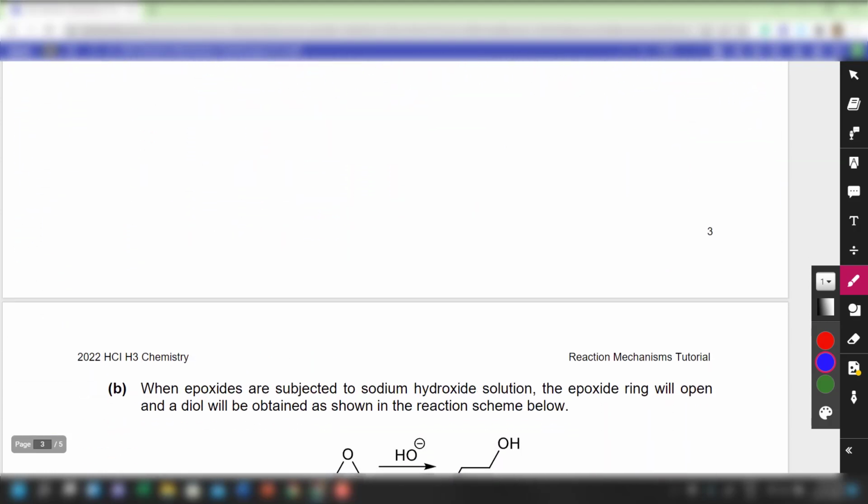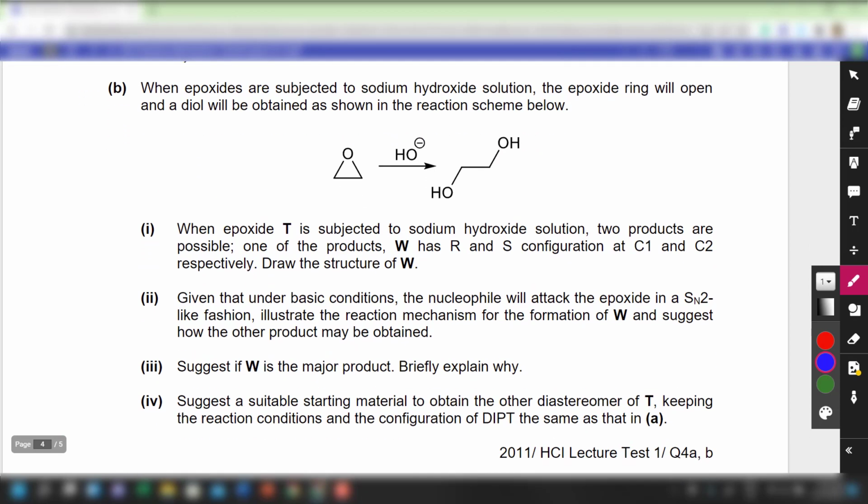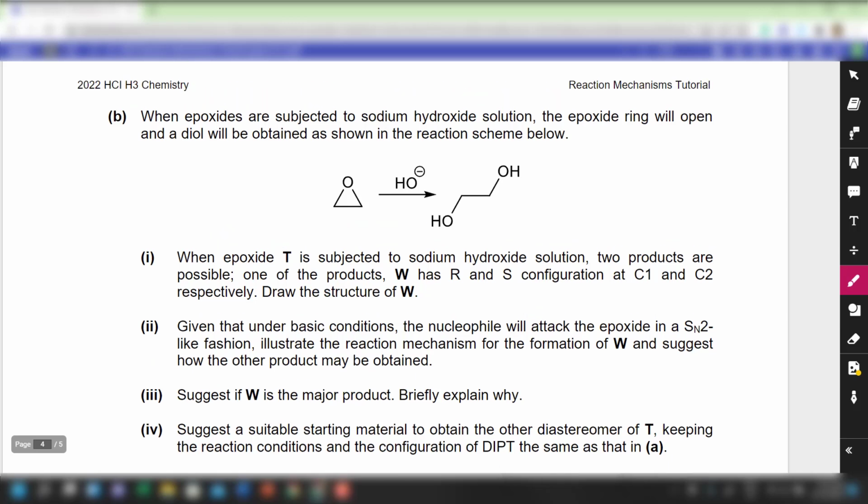Then we'll move on to part B. Okay, so now part B, we were told that when epoxides are subjected to sodium hydroxide solution, the epoxide ring will open and a diol will be obtained in the reaction scheme shown below. So when epoxide T is subjected to sodium hydroxide, two products are possible.